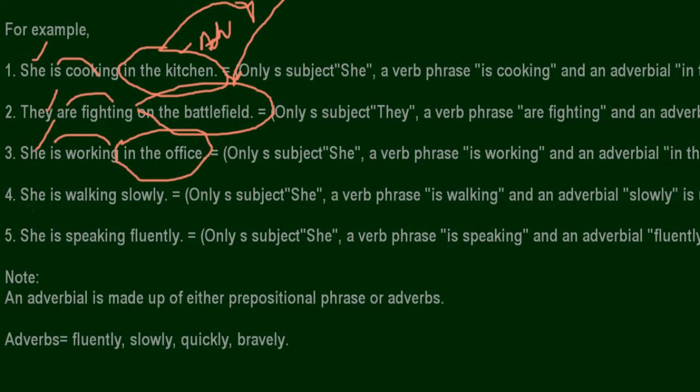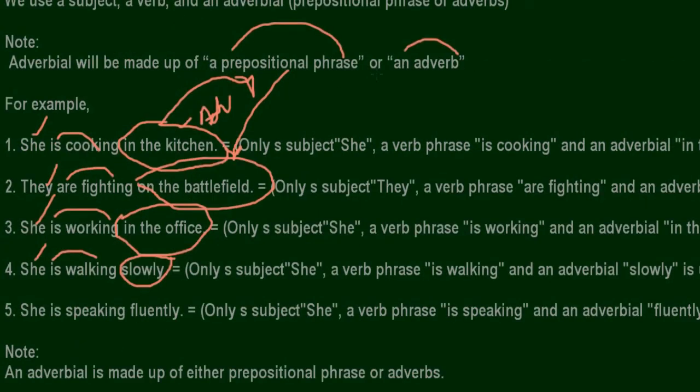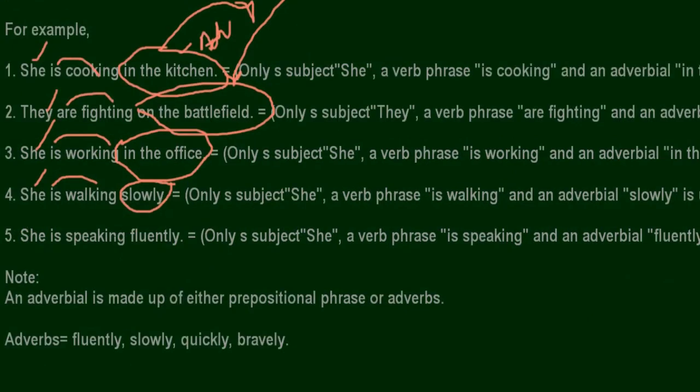Okay, she's walking slowly. She is the subject, walking is the verb phrase, and slowly is an adverb, and it is also called an adverbial. Like I said before, an adverbial will be made up of a prepositional phrase or an adverb. So it is a prepositional phrase, it is also a prepositional phrase. In the same way, slowly is an adverb, but it is also known as an adverbial.